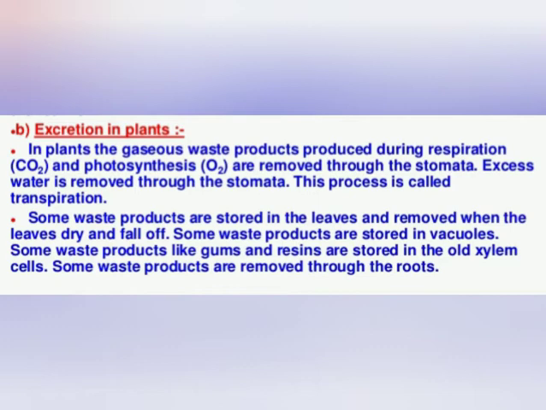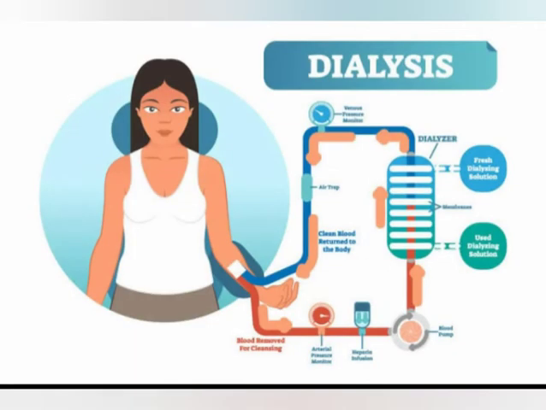Some waste products are stored in the leaves and removed when the leaves dry and fall off. Some waste products are stored in the vacuoles. Some waste products like gums and resins are stored in the old xylem cells. Some waste products are removed through the roots. And then dialysis.